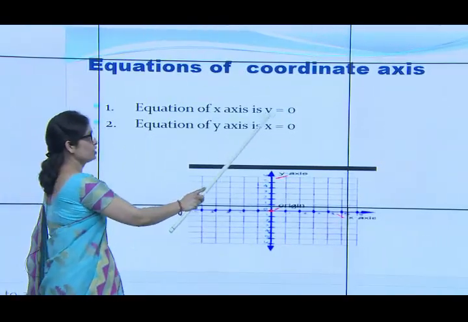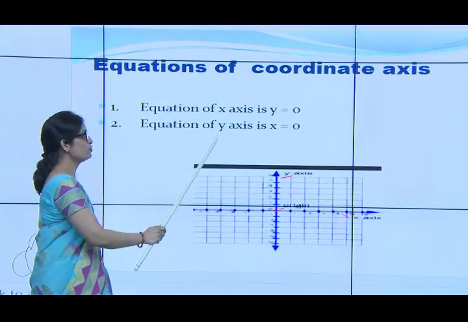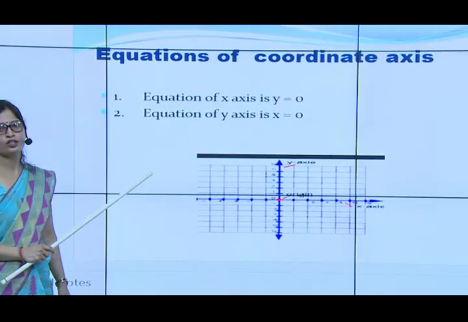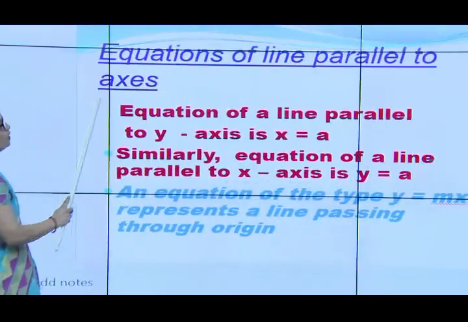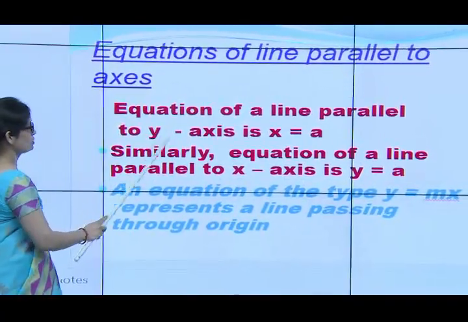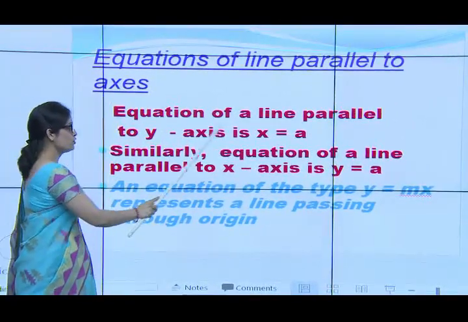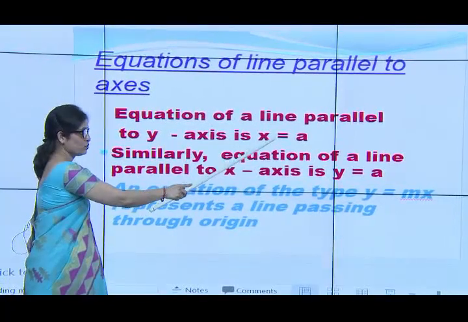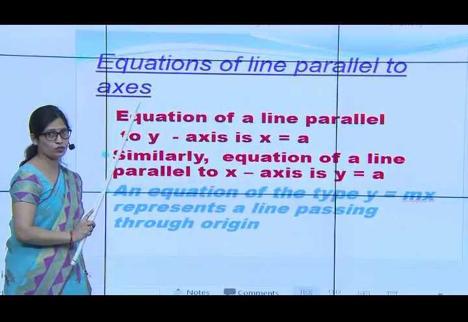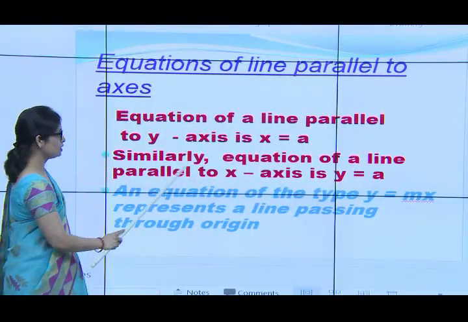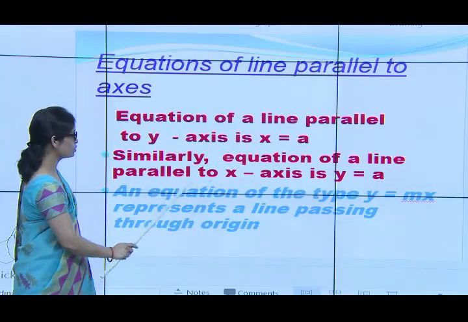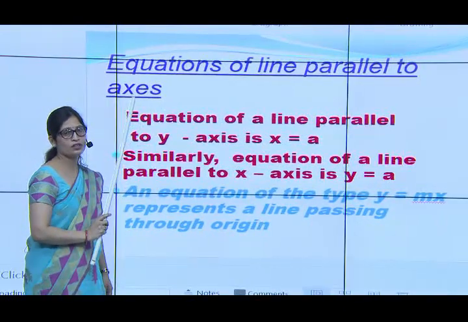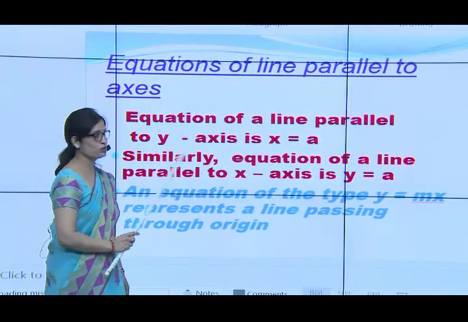The equation of the x-axis is y equals 0, and the equation of the y-axis is x equals 0. You have studied this in coordinate geometry also: the equation of a line parallel to an axis. So in general, the equation of a line parallel to the y-axis is x equals a, as we have discussed with x plus 2 equals 0. Similarly, the equation of a line parallel to the x-axis is y equals a. We discussed in the previous slide y minus 3 equals 0.